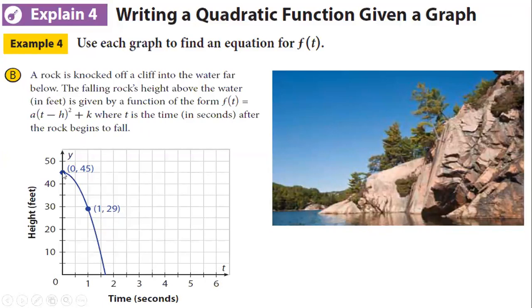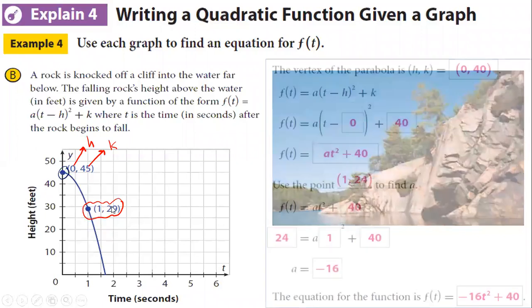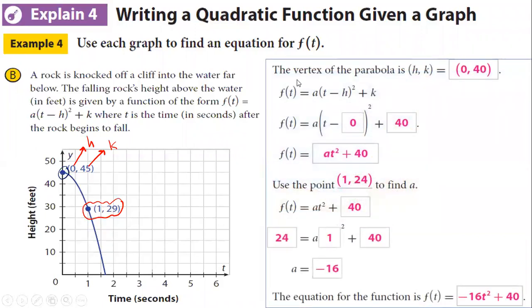So the vertex here will be this point. The first coordinate is h and the second coordinate is k. And this point is given to get the value of a. Look. So first we have the vertex of the parabola is (0, 40).